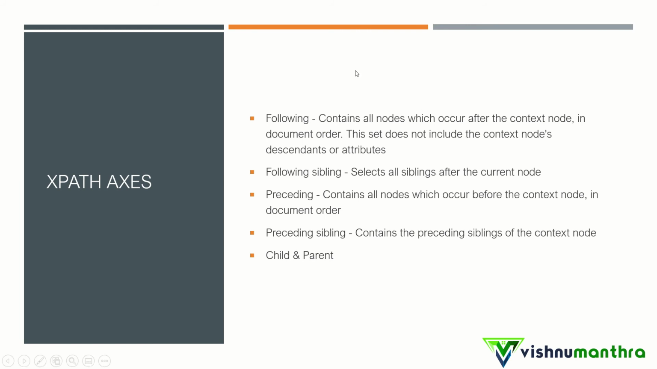So if you see here, following means it contains all nodes which occur after the context node, which is our current node. Whichever nodes come after that, we can use following. Whenever we use following, it won't have any of its descendants, it won't have any of its children. Following-sibling means it will select all siblings after the current node. We'll see an example.